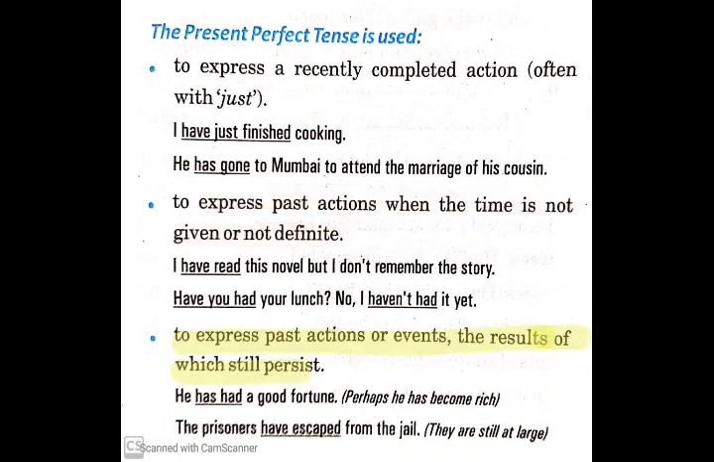So if it is about action in past in which the time is not given, then we use present perfect tense. Third is to express past actions or events, the result of which still persists. If an action occurred in the past and the result is still in the present, then we use this form of tense. For example, she has had a good fortune. The prisoners have escaped from the jail. Means they escaped in the past, but the effect that they are outside the jail is still present. In that case, we use present perfect tense.